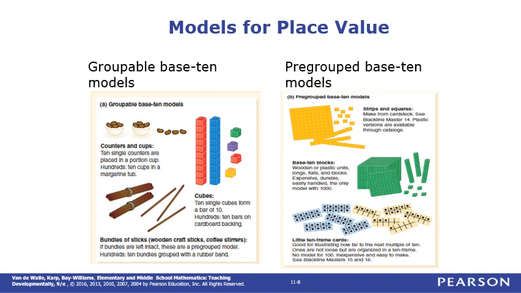So there are two main groups of base 10 models. They can be either groupable or pre-grouped. The groupable base 10 models are what you see on the left-hand side of the screen. And these are all made up of single pieces. So you might be familiar with these cubes here, the stacking cubes that link together. And those are all individual pieces, but then when you stack them up, it becomes one unit of tens.